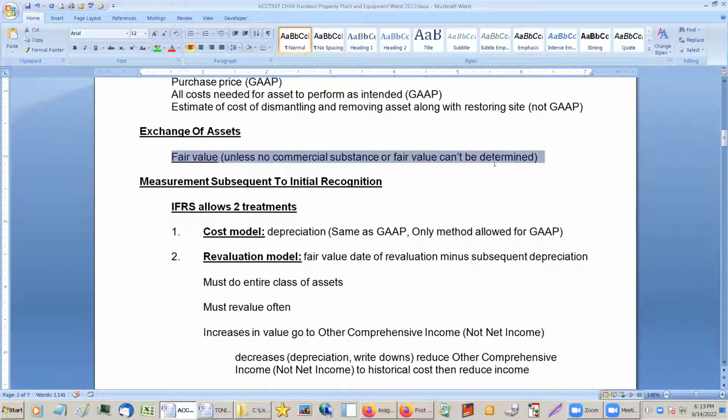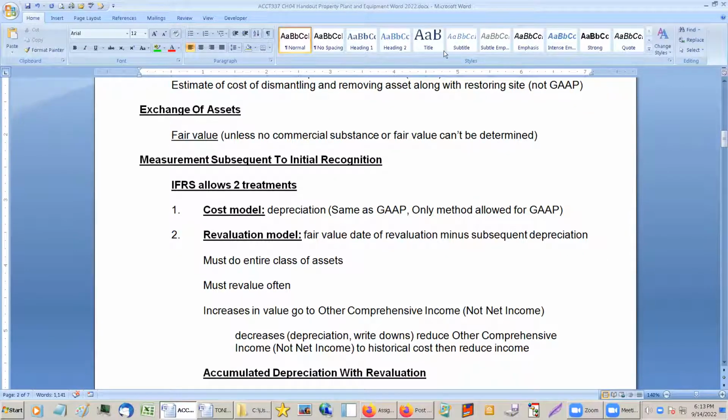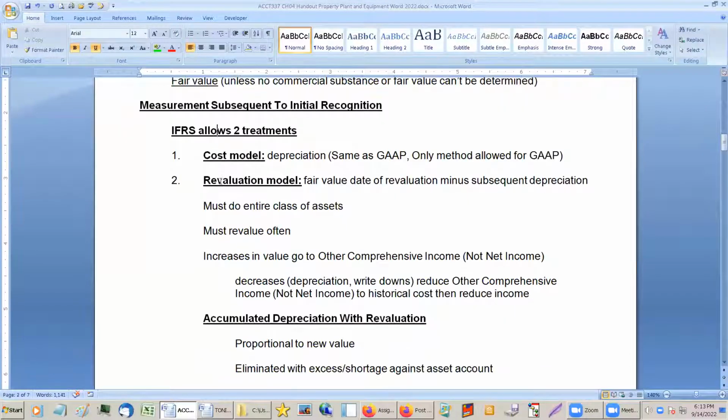Exchange of assets. This is the same for GAAP as it is for IFRS. Fair value, unless no commercial substance can be determined. We're not going to go into that. But there's actually quite a bit in this chapter. This chapter could probably take the entire semester if we really went into all this stuff. But anyway.